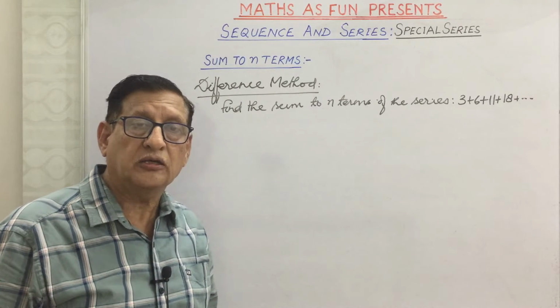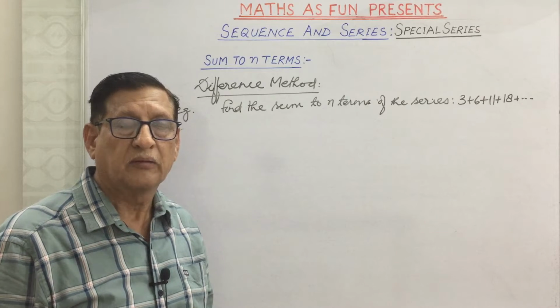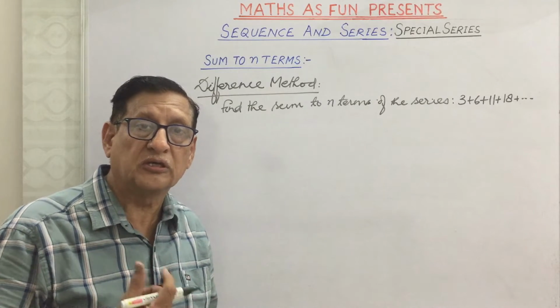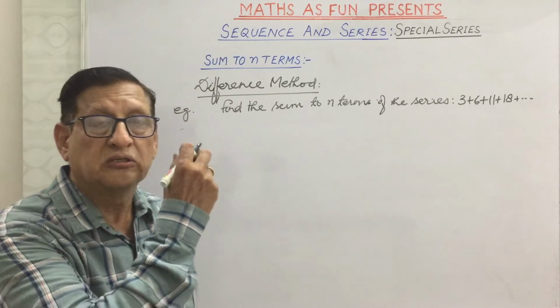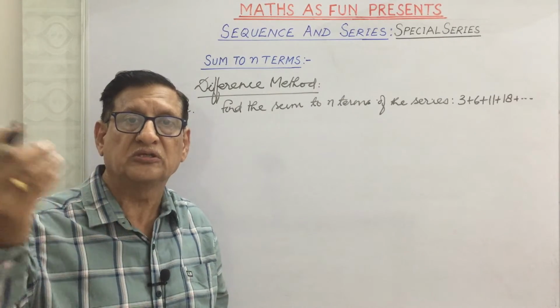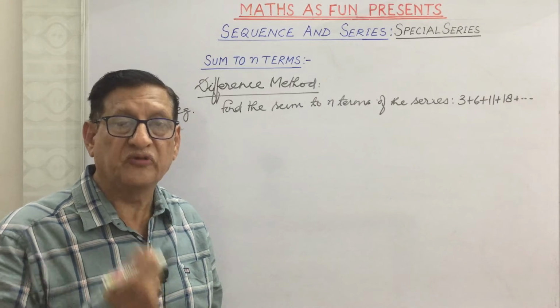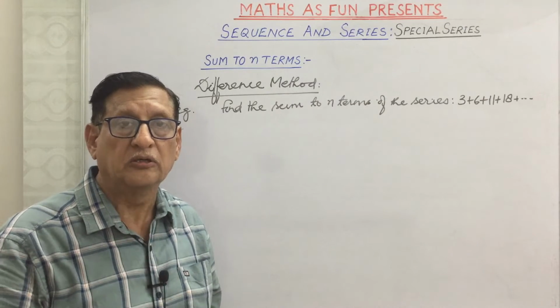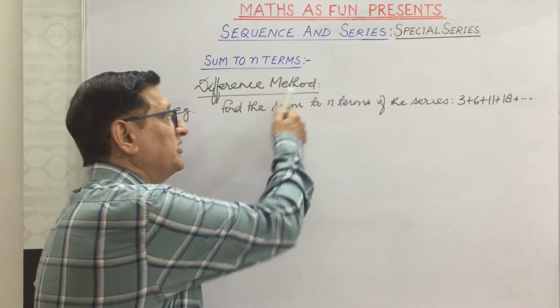Sometimes we get a series based on natural numbers to find the sum of n terms, but we find neither it is an AP nor a GP. We find here that the difference between the terms is increasing. What do we do in such cases? We use a particular method here to find the nth term of such series, that is known as difference method.